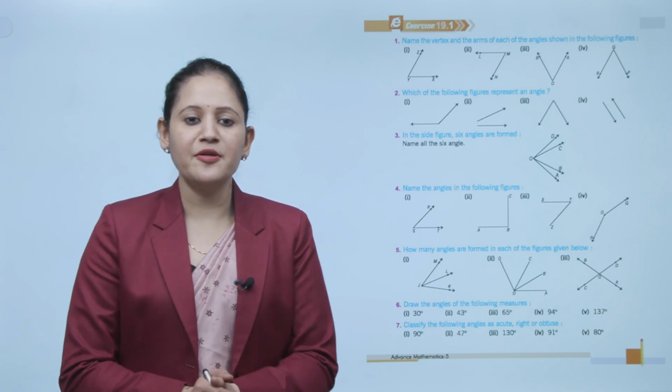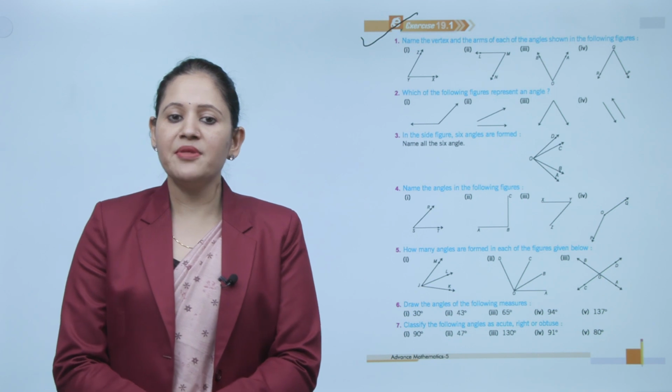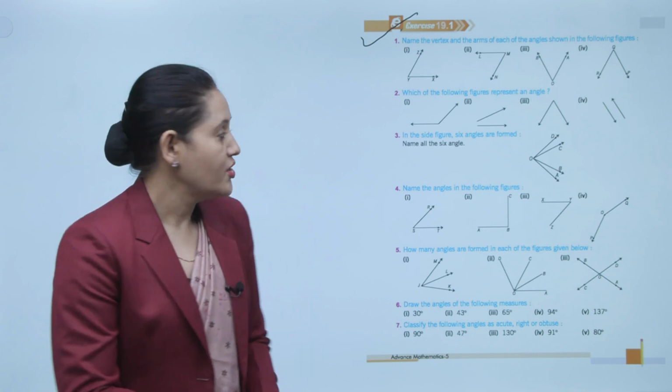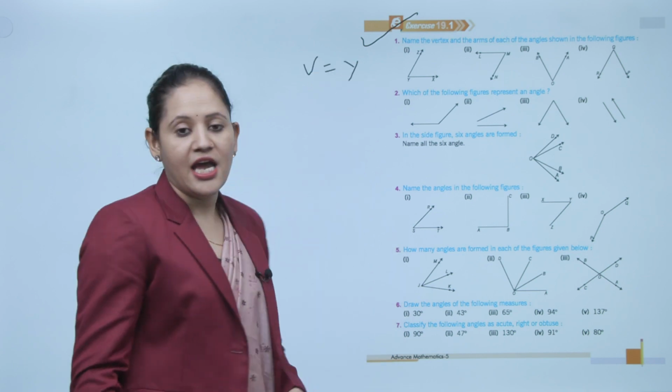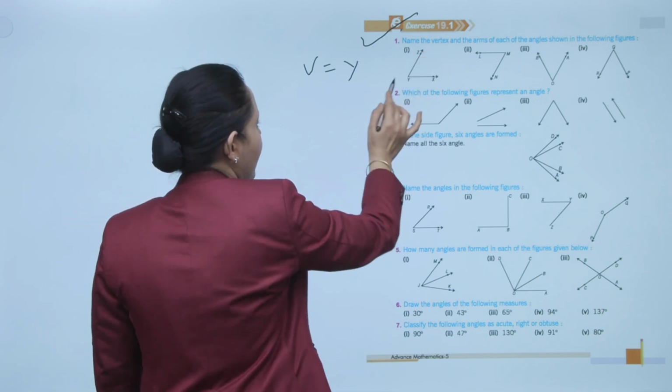Next is exercise 19.1. Name the vertex and the arms of each of the angles shown in the following figures. So in this figure, the vertex will be Y and what will the arms be? YZ and YX.